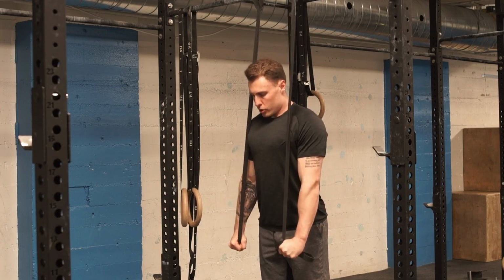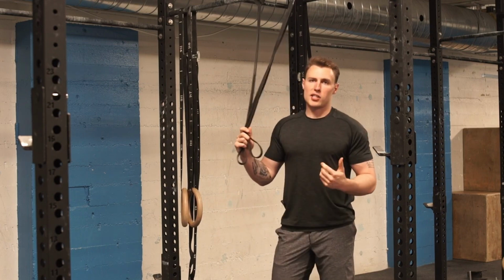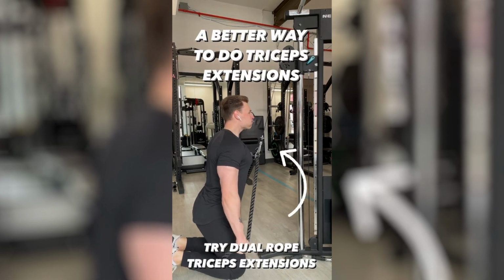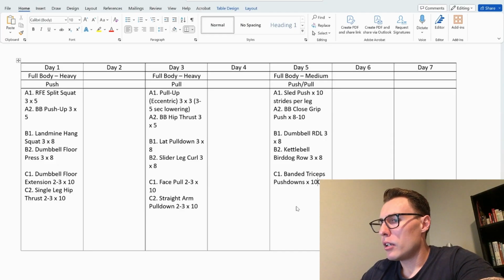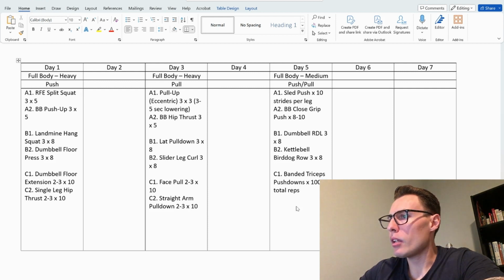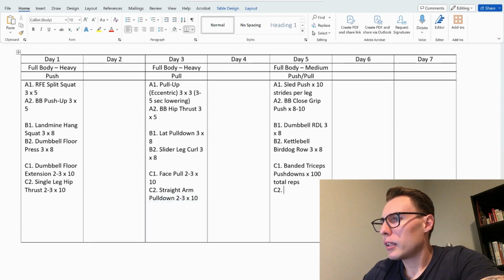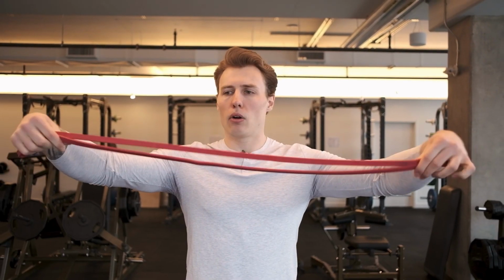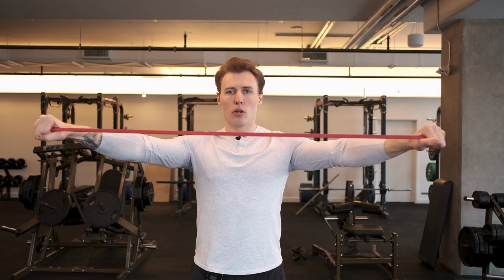We might do that with either a light weight on the cable pulley system with 2 ropes, or we might do it with a resistance band looped around the squat rack. We might do 100 total reps. We might pair it with band pull aparts for 100 total reps.